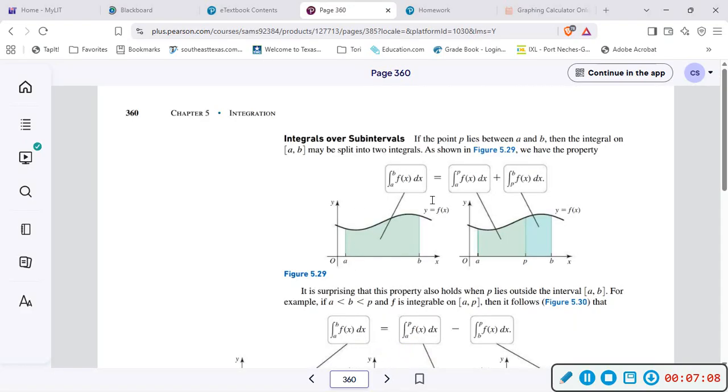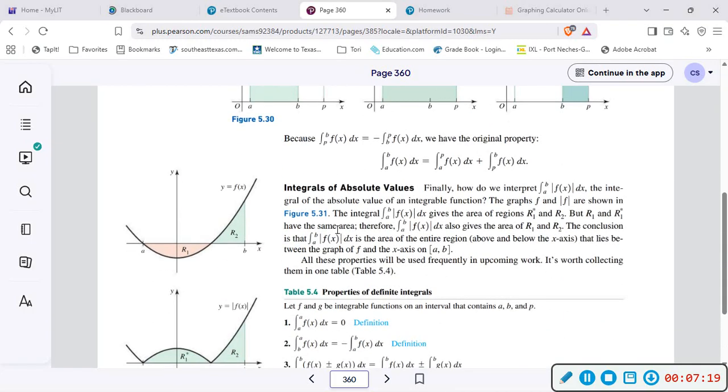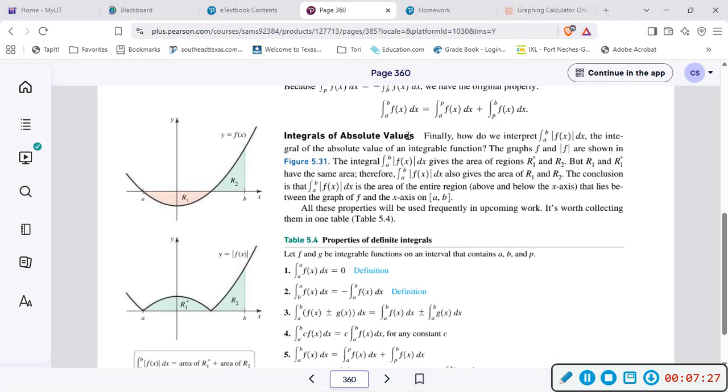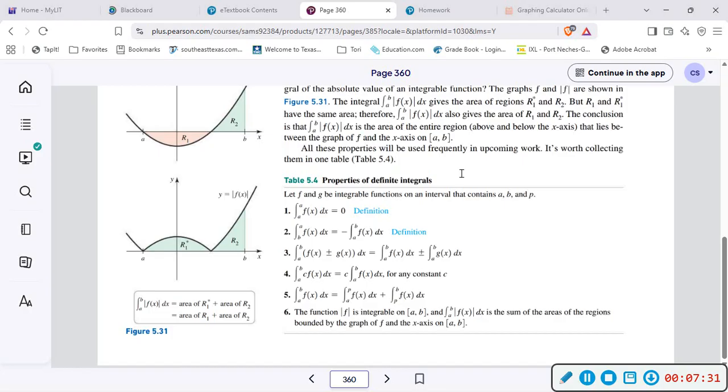You can do subintervals. So again, this is kind of like adding two intervals together, this piece and this piece, when they're a little bit different. Integrals of absolute values. So you can see how this shape went below the x-axis and we just did the positive of it. So again, it walks you through this using the table. We also have some more properties listed. So again, the integral at a fixed point is 0 because there's no width to get the area.